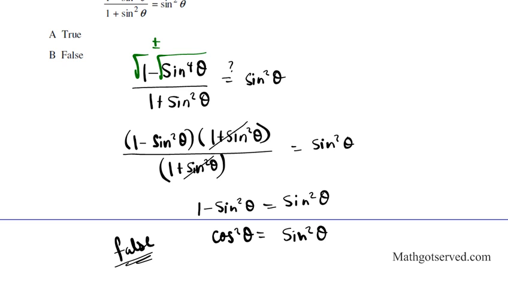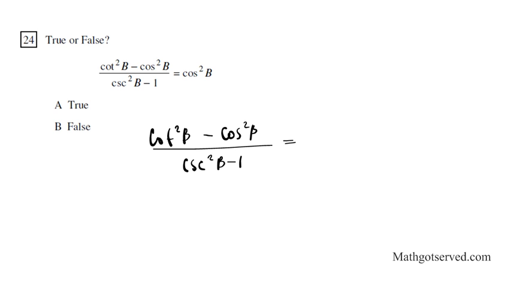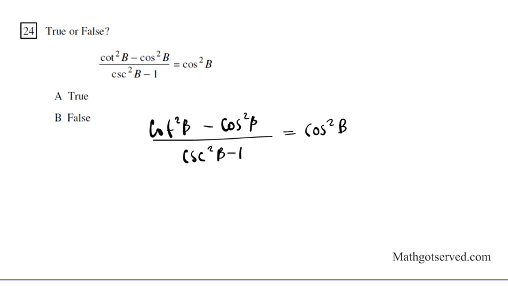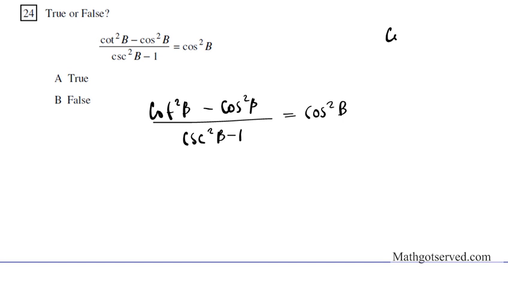All right. Last but not the least, is this true or false? Is cotangent squared b minus cosine squared b over cosecant squared b minus 1 equal to cosine squared b? Is it? Alright, so I'm going to express this using the quotient identities. I know that cotangent equals cosine over sine, and also the reciprocal identity cosecant equals 1 over sine.